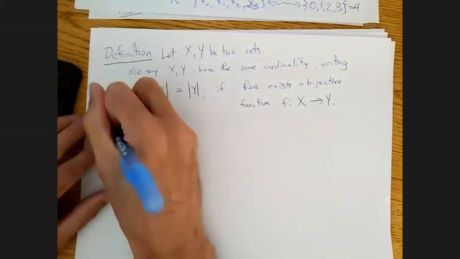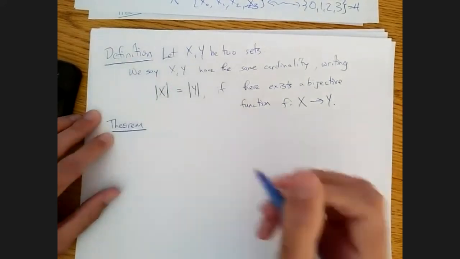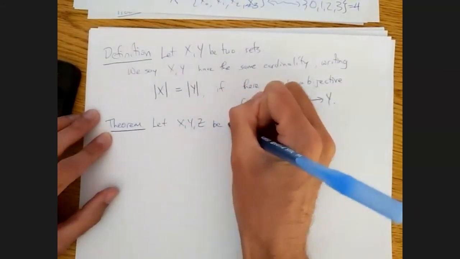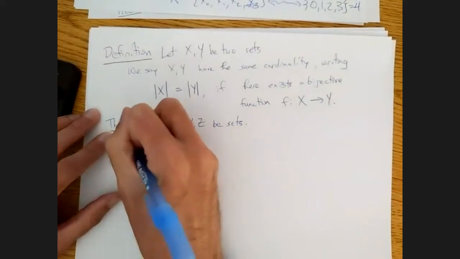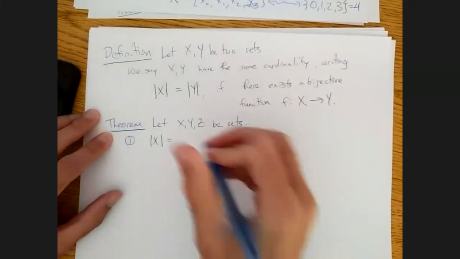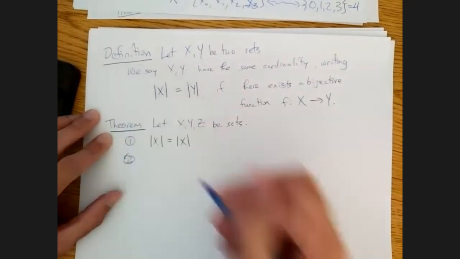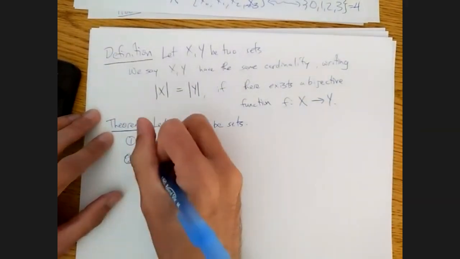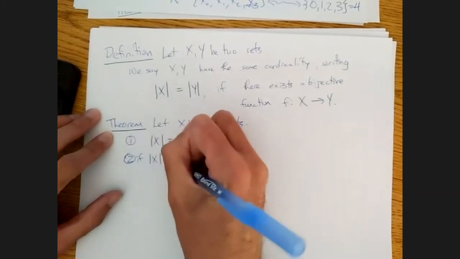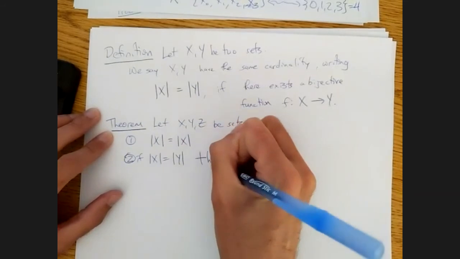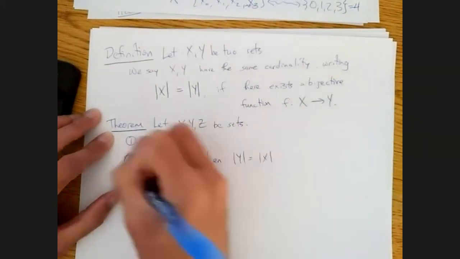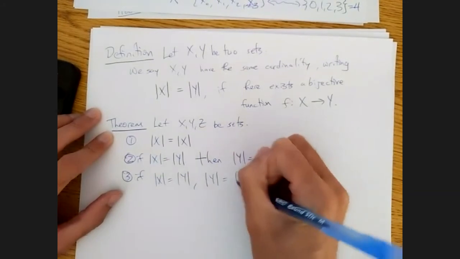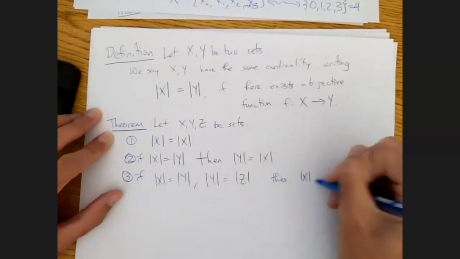Then we have the theorem. Let X, Y, and Z be sets. One, the cardinality of X is equal to the cardinality of X, meaning there's a bijective function from X to X, the identity function. Two, if the cardinality of X is equal to the cardinality of Y, then the cardinality of Y is equal to the cardinality of X. And three, if the cardinality of X equals the cardinality of Y, and the cardinality of Y equals the cardinality of Z, then the cardinality of X equals the cardinality of Z.